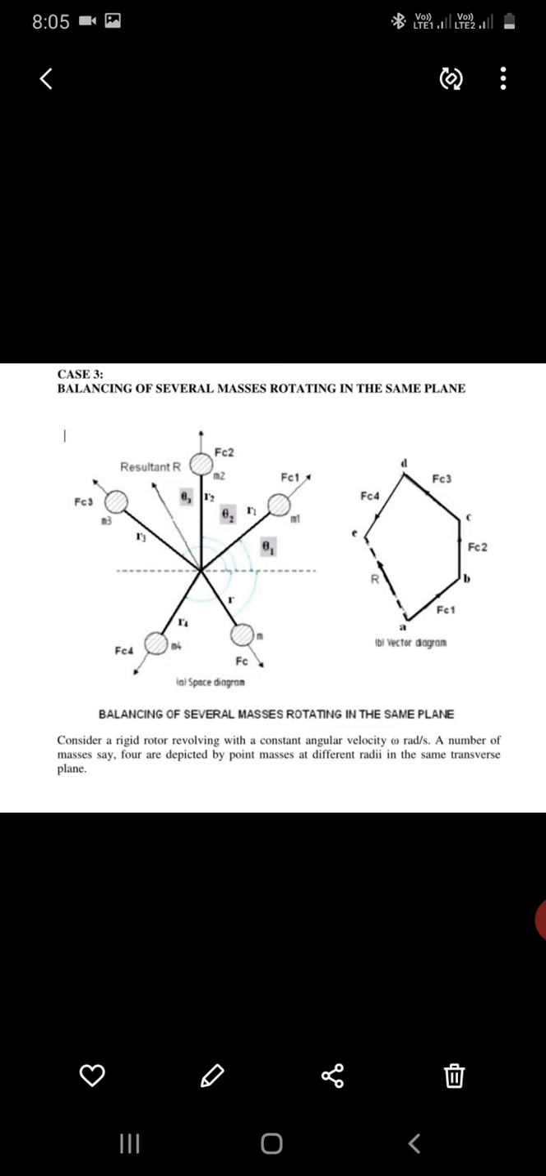So mass m1 is at theta 1 degrees at radius r1 in the same plane, and mass m2 with radius r2 is at an angle of theta 2 from the reference dotted horizontal line, and mass m3 is at radius r3 at an angle theta 3, and mass m4 is at radius r4 at angle theta 4, and the mass m is at radius r at angle theta.